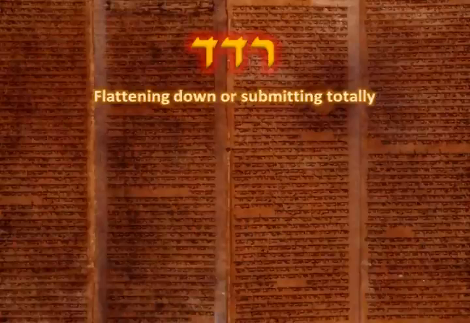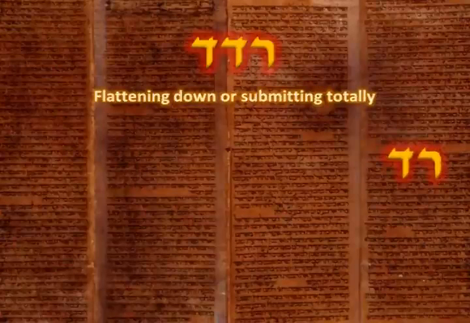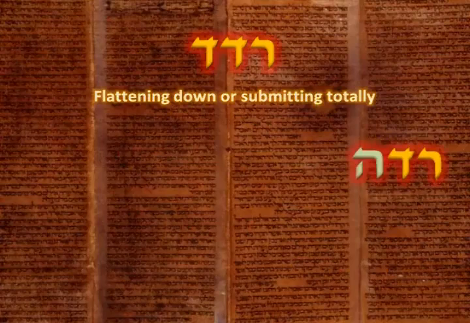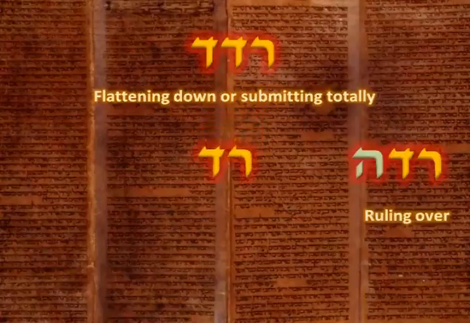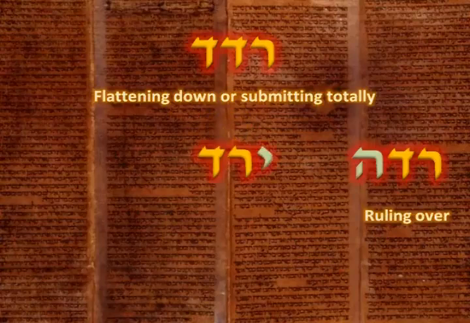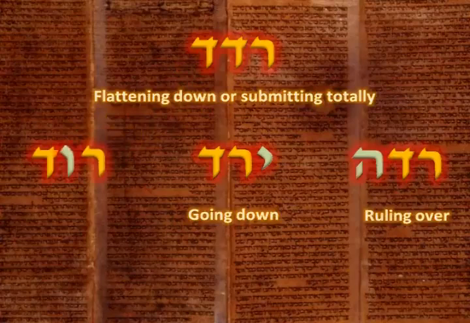The meaning of the triliteral root radad is a flattening down or submitting totally. And the gradational variants are radah, ruling over or having dominion over, yarad, going down, rud, humbling.